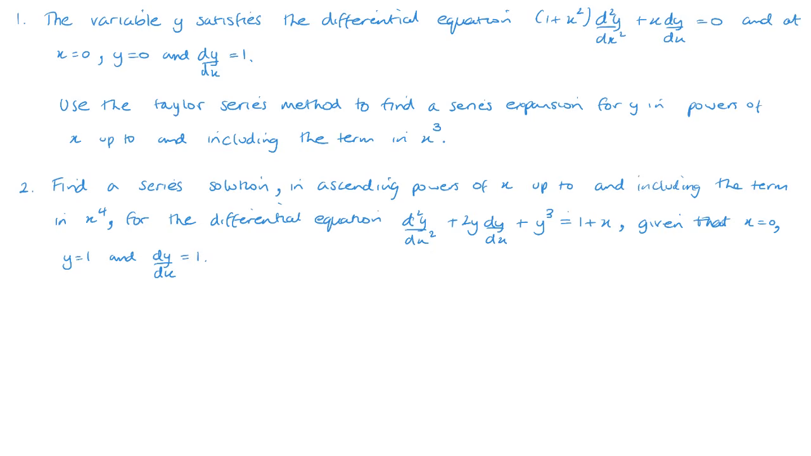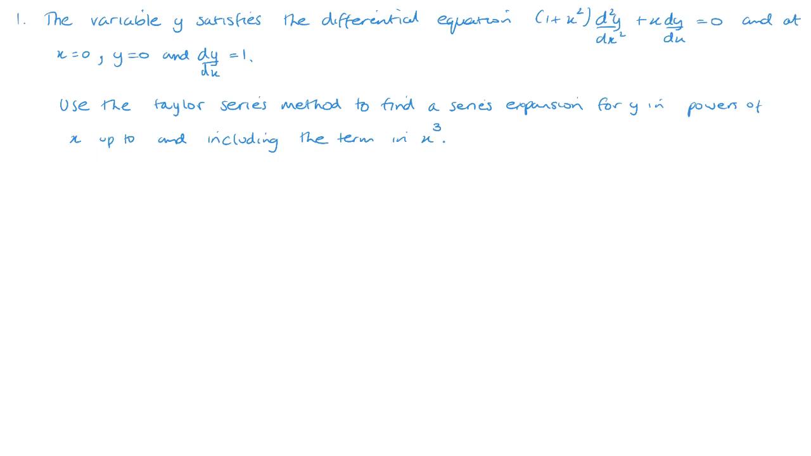Welcome back. So hopefully you managed to get these done okay. We'll look at the solutions before moving on to the next example. So here we have our differential equation at x0, x equals 0, y equals 0, and dy by dx equals 1. We need to use the Taylor series method to find powers up to x cubed.